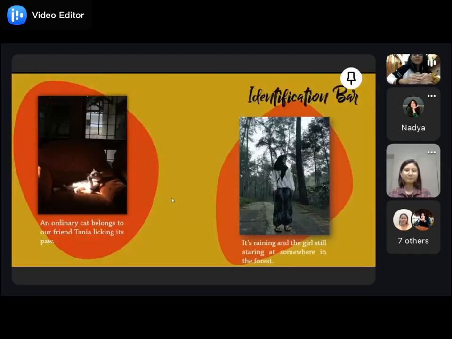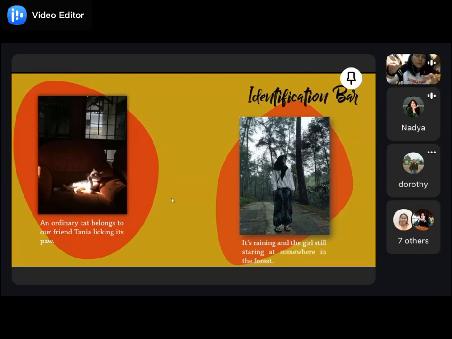Yes, as explained by Nadya earlier, there are 6 types of caption, and here we prepared 2 examples for each of the 6 types of caption. So the first one is identification bar. So what is identification bar? Identification bar is, as it says, the caption only mentions the subjects in the picture.